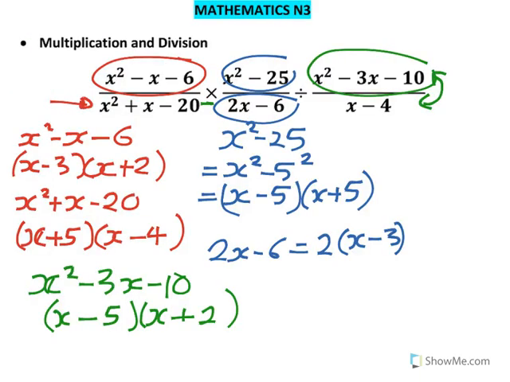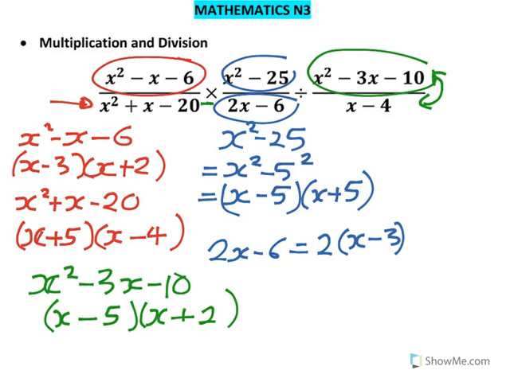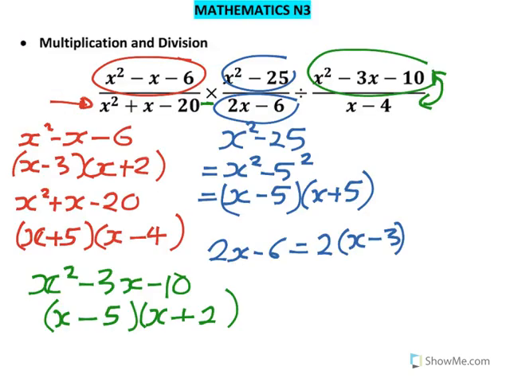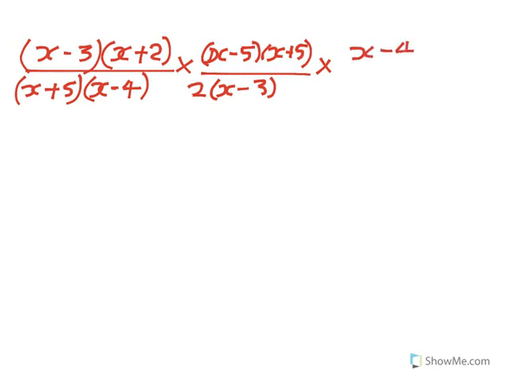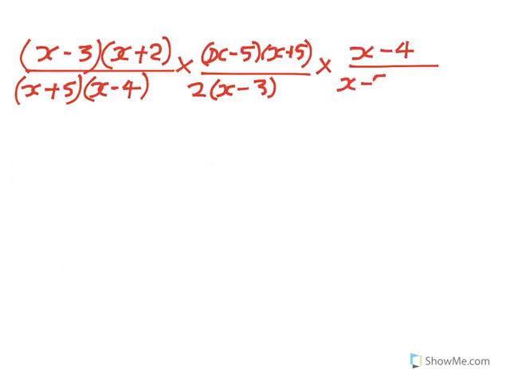It was multiplying. This one we've got x minus 5, x plus 5, all over the other one, we got 2 times x minus 3. And then remember, I'm putting a division sign, so it means the top will become the bottom and the bottom will become the top. At the top now you'll have x minus 4, just watch it, over x minus 5, x plus 2 at the bottom.